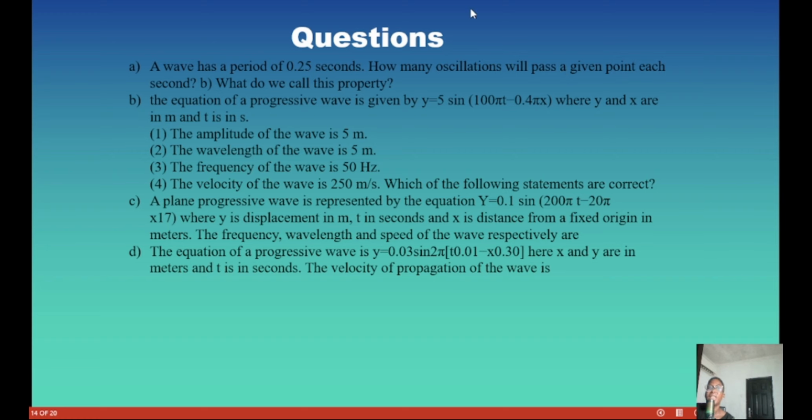So they are now asking for how many oscillations. You know that there's a relationship between period and frequency. So if they're asking how many oscillations, you know that it's related to your period. So let's just write that out. Let's go to our board. They gave us a period of 0.25 seconds. They're now asking us for the oscillations, which is basically the what? The frequency.